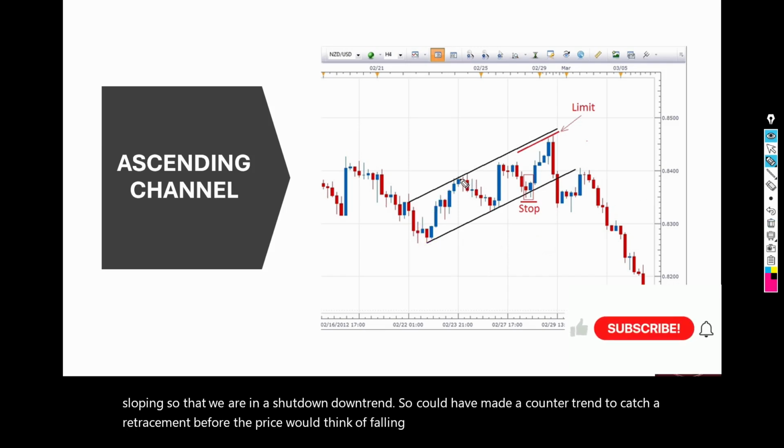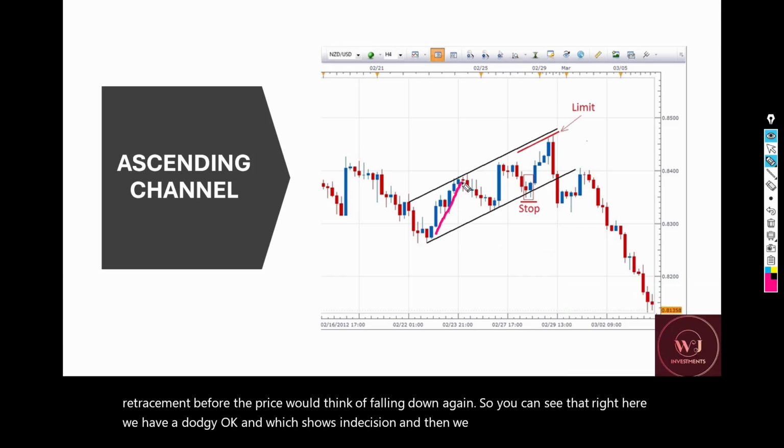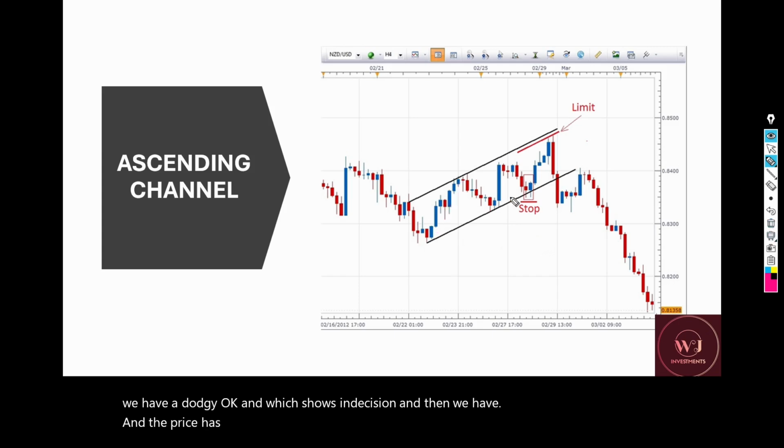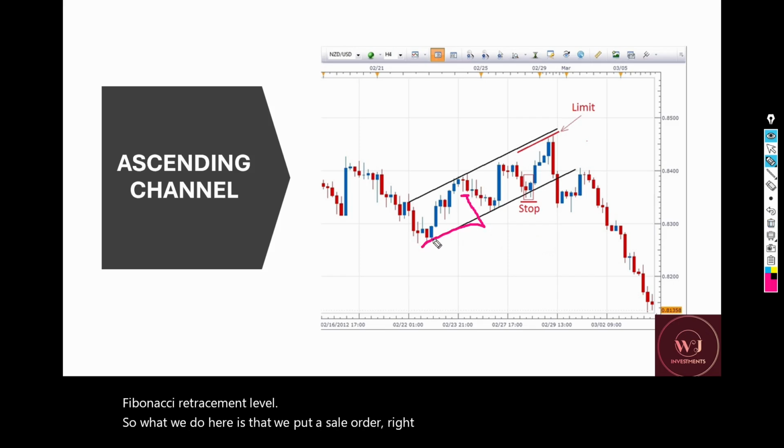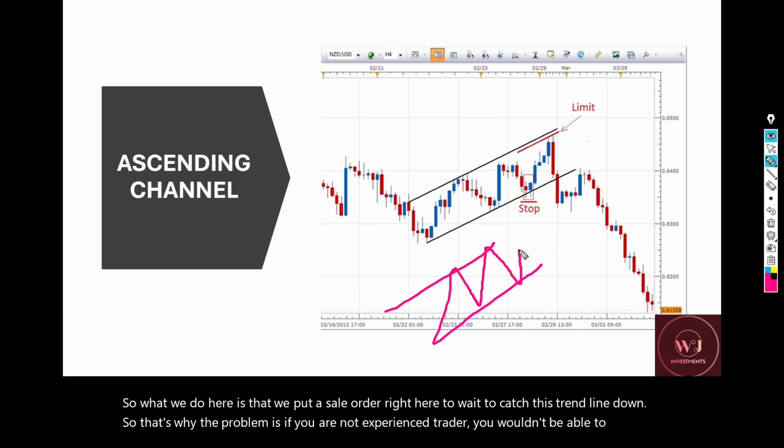So you can see that right here we have a doji, which shows indecision, and then the price has been pulling back. If we put a Fibonacci level, you'll find that this is a Fibonacci retracement level. So what we do here is put a sell order right here to catch this trend line down. The problem is, if you are not an experienced trader, you wouldn't be able to spot all these things. So what you do is wait for the retest.